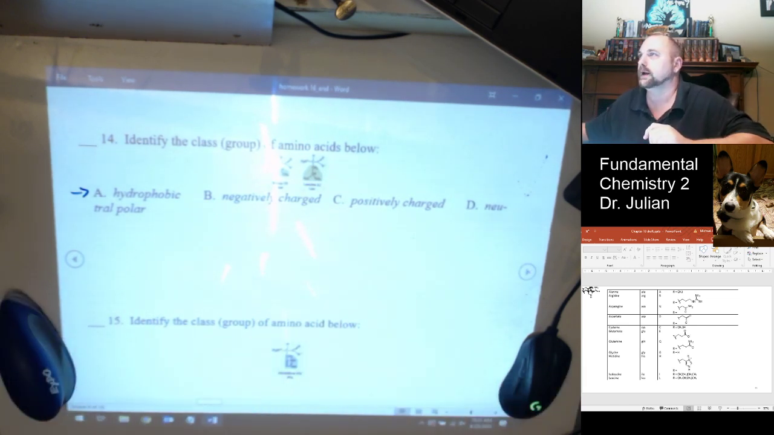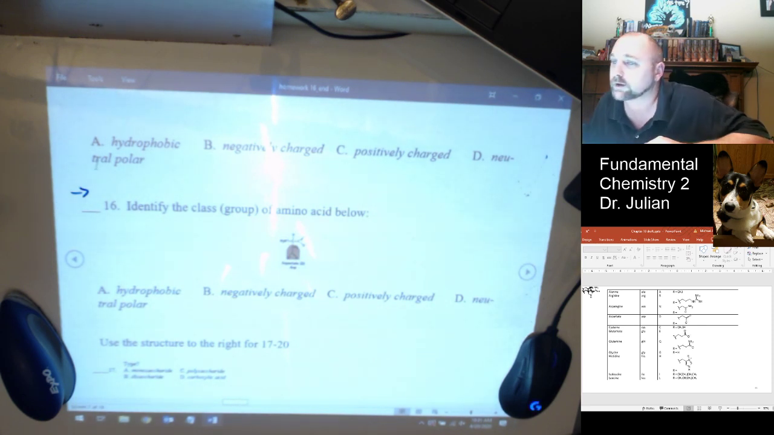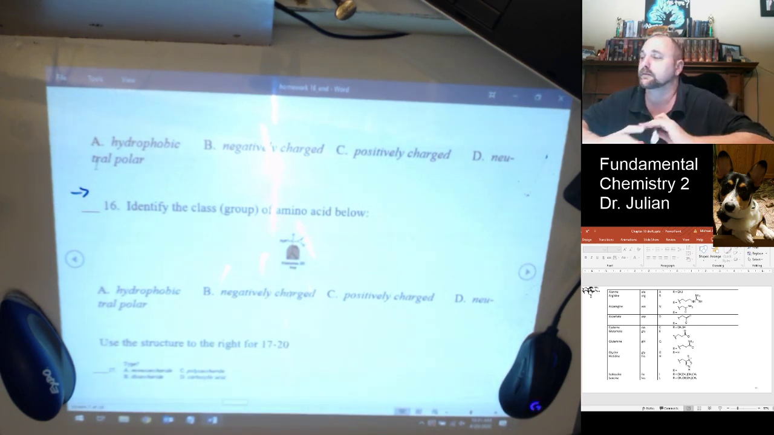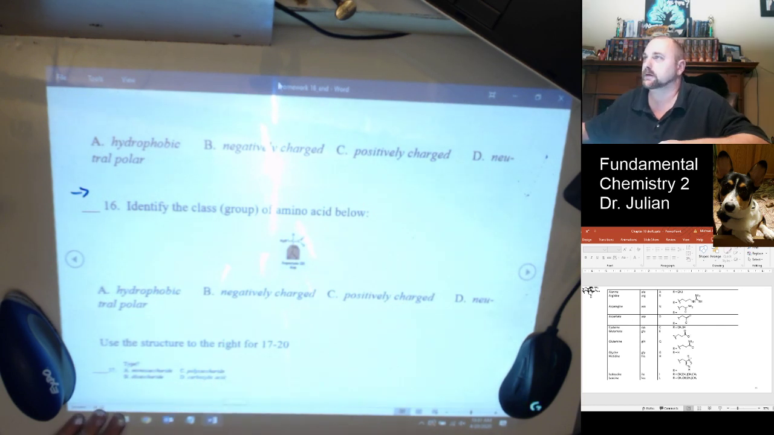So what class of compounds? Positively charged right there. This one is aspartate, and it has a negative charge. I can see the negative charge there. So that's what you're looking at. We'll have bigger pictures, hopefully. So no problem.